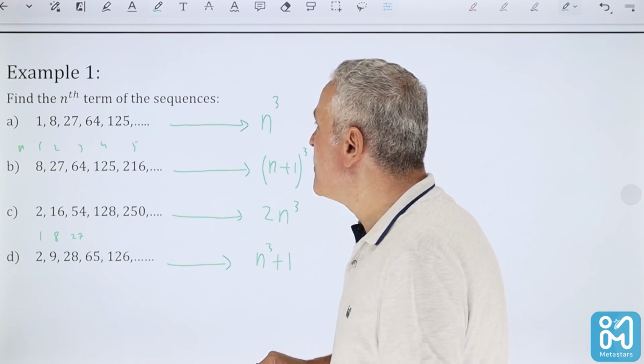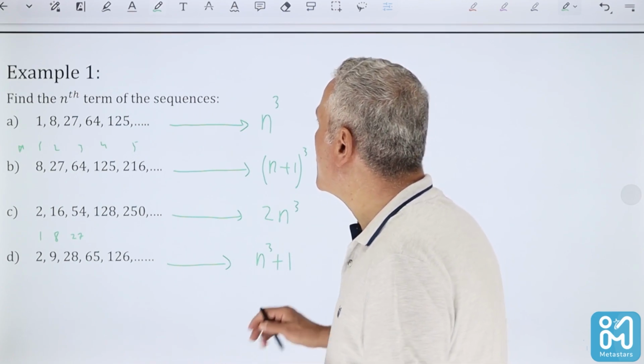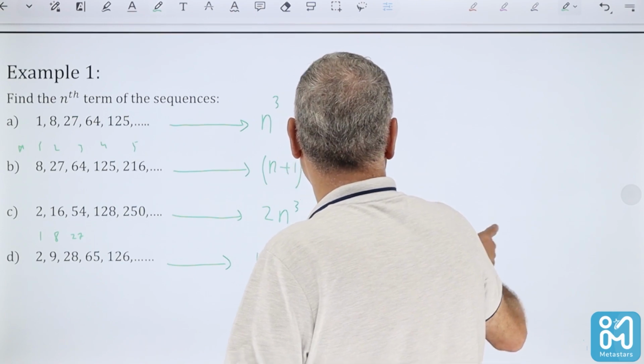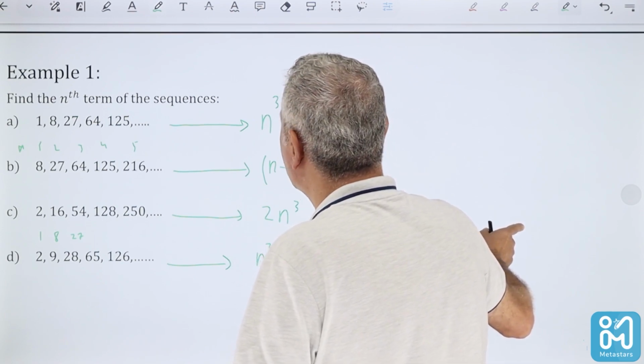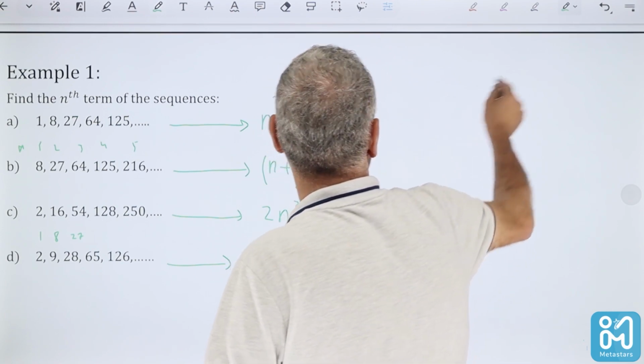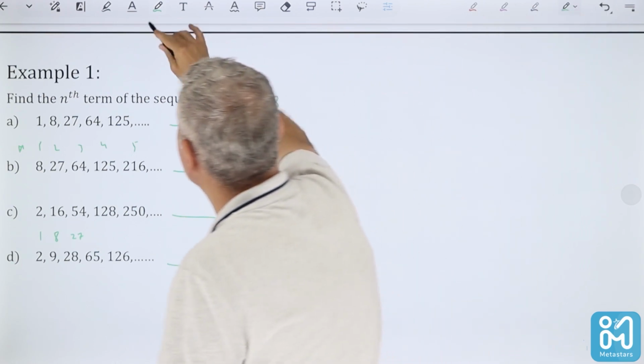And this is it for cube sequences, which would be easy, I believe, for you. And you won't get very complicated ones of these here. They're not really complicated.